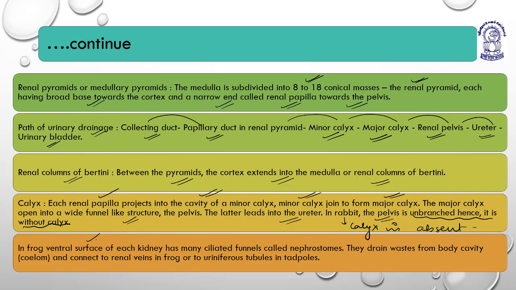In frog, the ventral surface of each kidney has many ciliated funnels called nephrostomes. They drain waste from body cavity, that is coelom, and connect to renal veins in frog or to urinary tubules in tadpoles. So in frog, nephrostomes are present. And all these funnels are connected to the renal veins in frog or to urinary tubules in tadpoles.